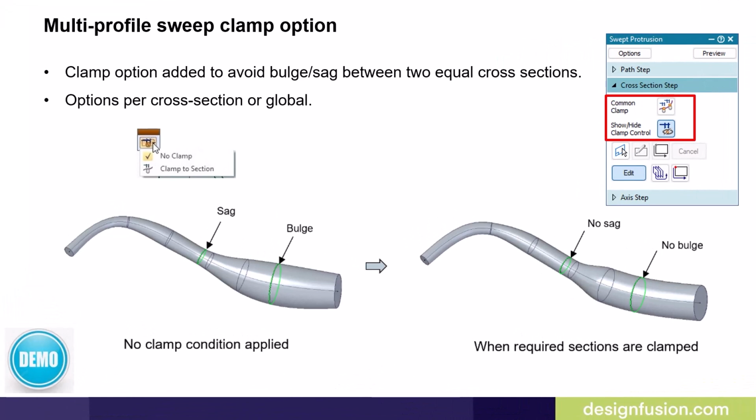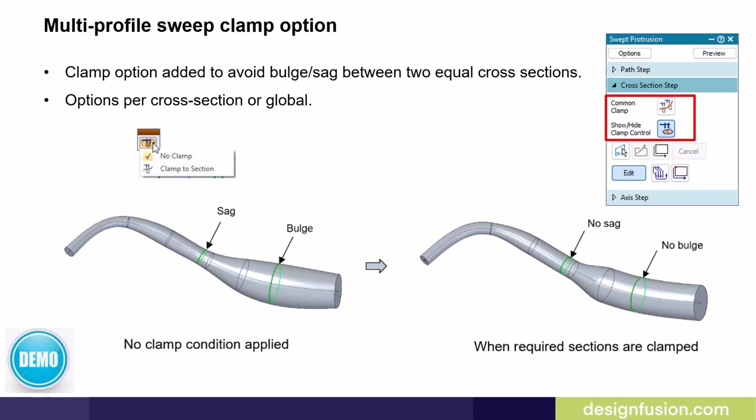Adding a clamp to all cross-sections applies a common clamp condition to all cross-sections in the sweep, which eliminates bulges and sags between the cross-sections. This option is available only when there is more than one cross-section in the sweep. Users can also apply or remove clamps on individual cross-sections by turning off the Common Clamp option on the vertical command bar.